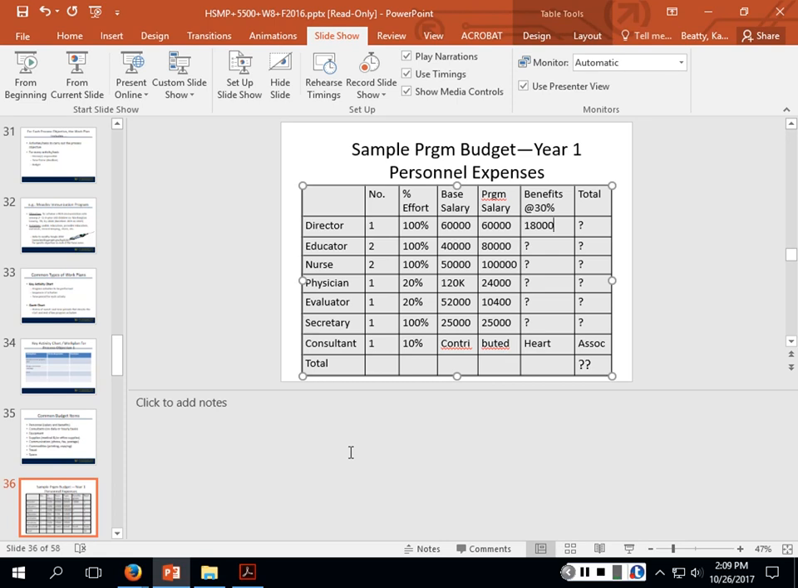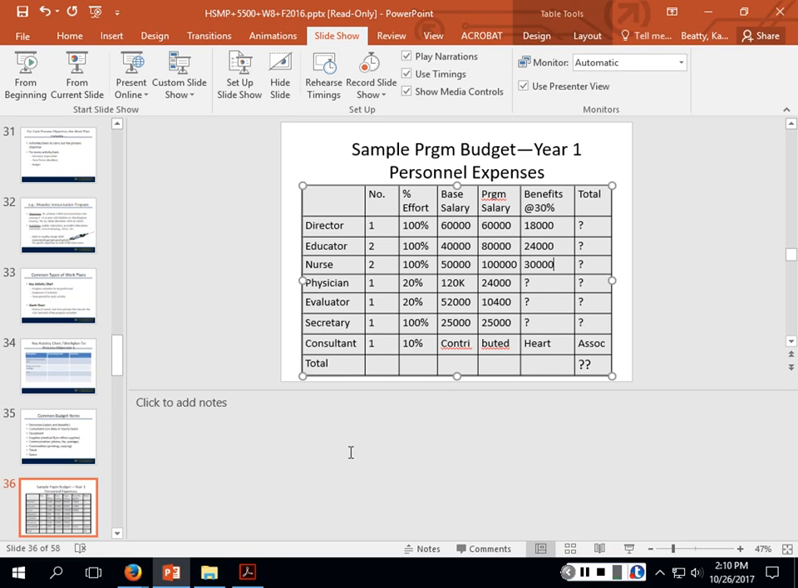60,000 times 0.3. Okay? The cost of the benefits package for the educators? 24,000. So that's 80,000 times 0.3. Did everyone get this figure? So 12,000 for each educator, 24,000 for both. Cost of the benefits for the nurses? 30,000. 15,000 for each, 30,000 for both.